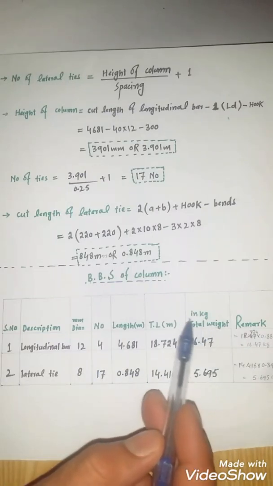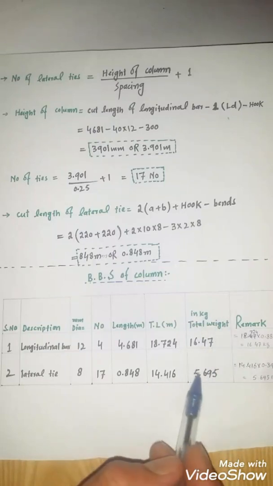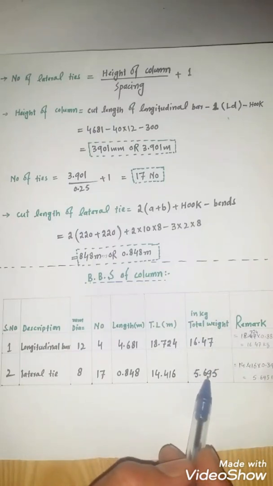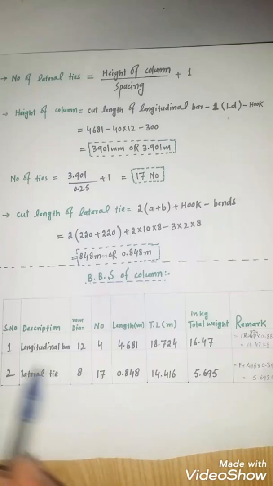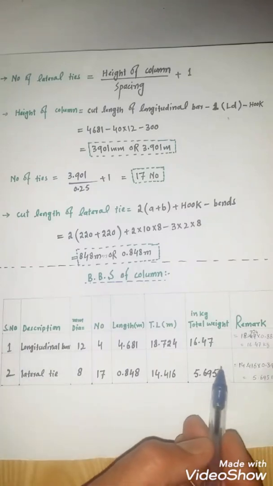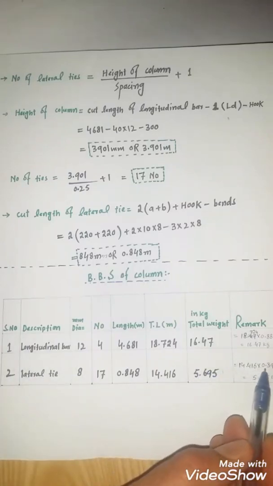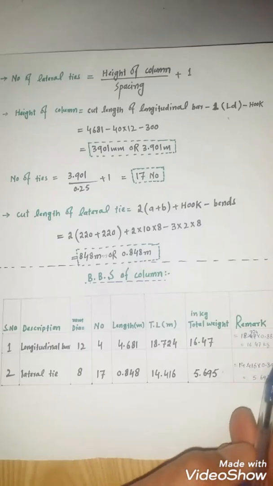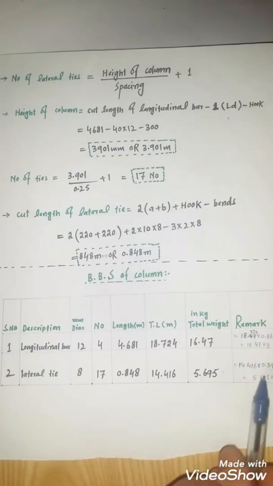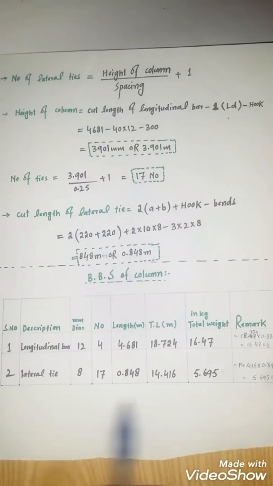The total weight in kg is equal to 5.695. You just need to multiply this value with 0.39. This is the weight of bar in kg per meter. If the diameter of bar is 8 millimeter, the weight is equal to 5.695 kg.